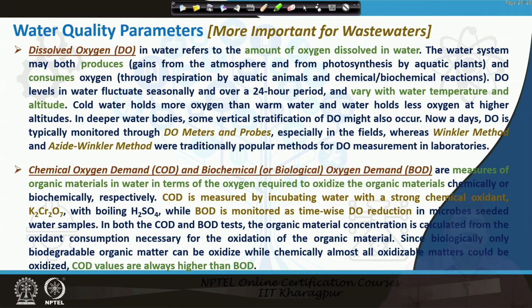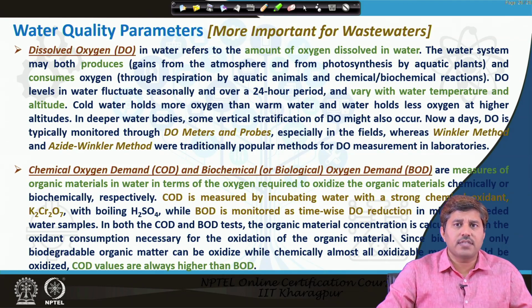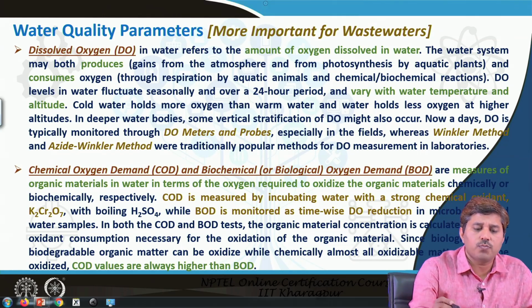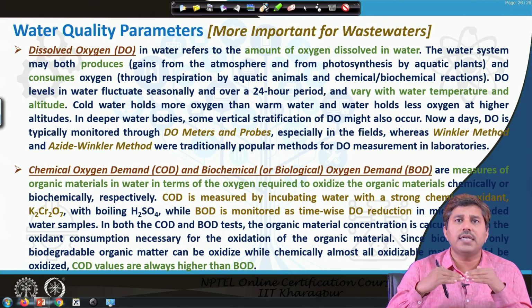Lastly, we will talk about a couple of parameters which are not that important from a water supply perspective, but more important from the wastewater point of view. These are dissolved oxygen, which basically refers to the amount of oxygen dissolved in the water. Now, water can both produce as well as consume oxygen. It can gain oxygen from the atmosphere through atmospheric exchange, and from photosynthesis by aquatic plants, whereas it can consume oxygen through respiration by aquatic animals and various reactions.